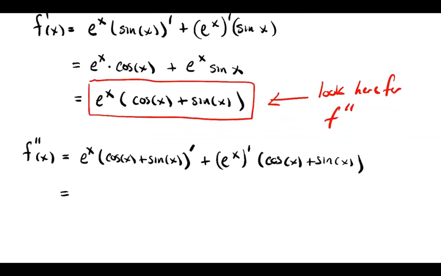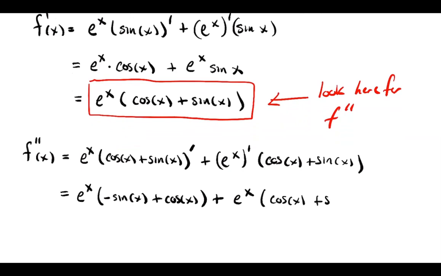Okay, so what do we got? E to the x times the derivative of cosine plus sine. Well, we have to use the sum rule. Differentiate term by term. The derivative of cosine is negative sine. The derivative of sine is cosine. Those are our 2 new facts. E to the x is its own derivative. It always will be and always was. Cool.